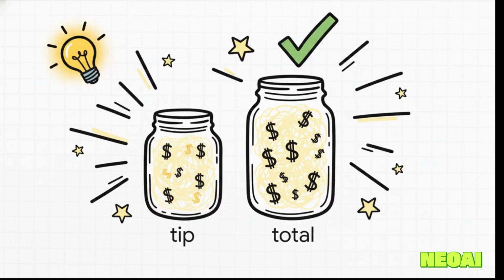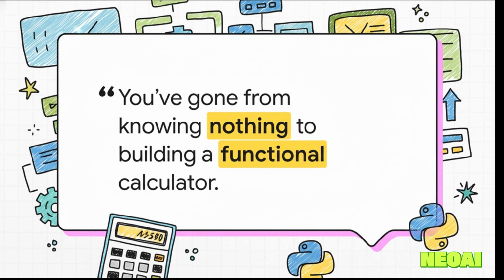The answer is the tip would be $15 and the total would be $115. And hey, if you got that right, that is fantastic. It means you're not just reading code anymore, you're starting to think in code, you're understanding the logic, and that's a huge, huge step. And that really brings us to the most important point, and I want you to remember this. You've gone from just knowing a few bits and pieces about Python to actually building a real functional program that solves a problem. That is a massive accomplishment.